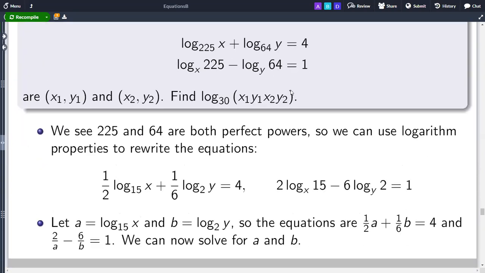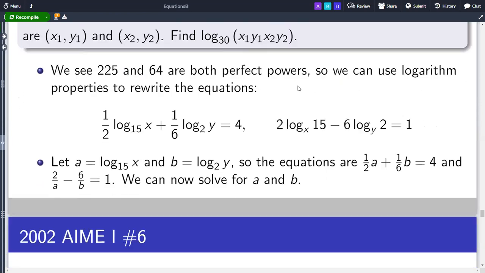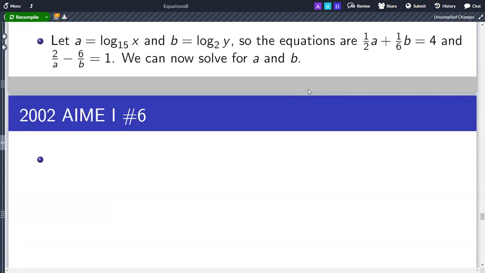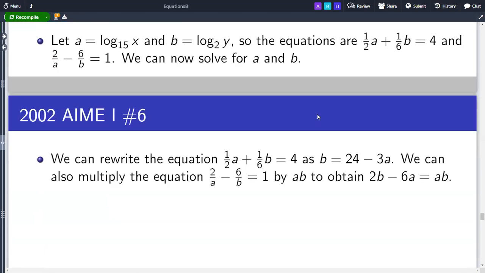Now we can write the equations. The first equation is 1/2 a plus 1/6 b equals 4. For the second equation, if we use the reciprocal property from the previous slide, it's 2 over a minus 6 over b equals 1. Now we have two equations for a and b, and we can solve for both. From 1/2 a plus 1/6 b equals 4, we can say b equals 24 minus 3a. And from the second equation, we can multiply by AB to write it as 2B minus 6A equals AB.